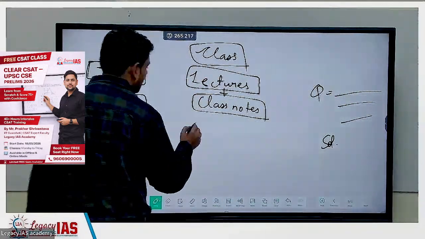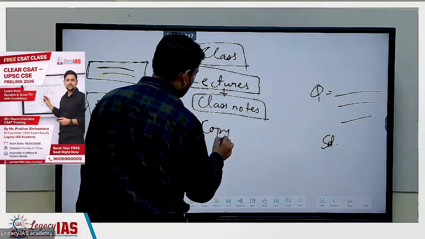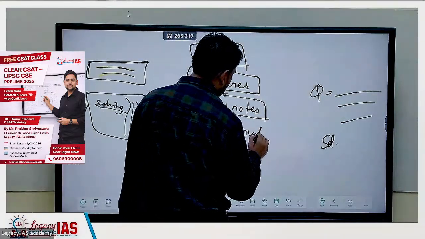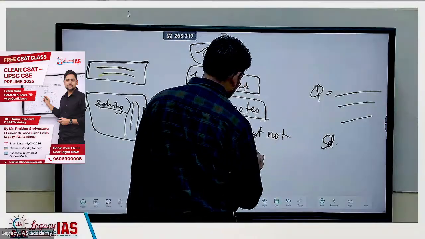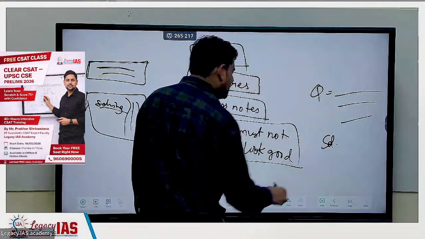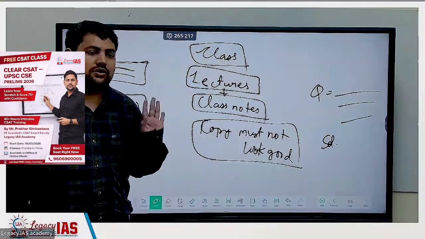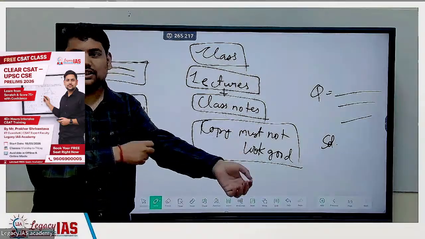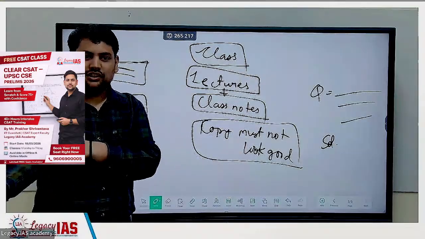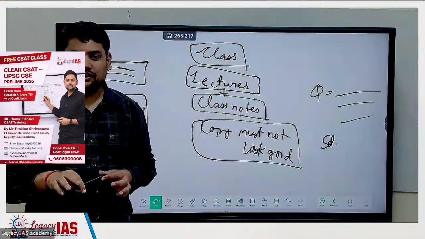Like I said in the science and tech lecture also, here your copy must not look good. In that one I said it need not be very beautiful. In this I say it must not look good. Anybody's copy in CSAT, if it is looking too good, that means they were a passive learner in class.